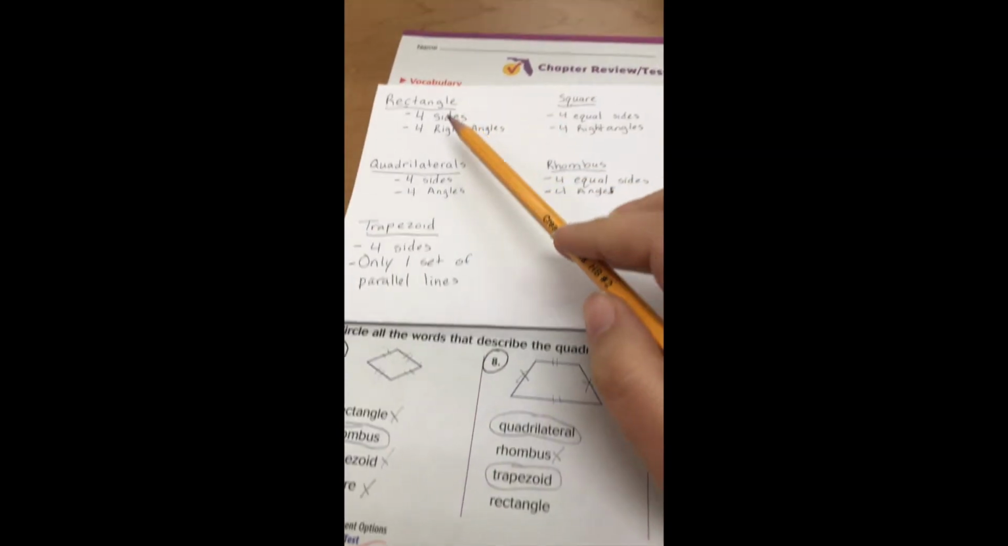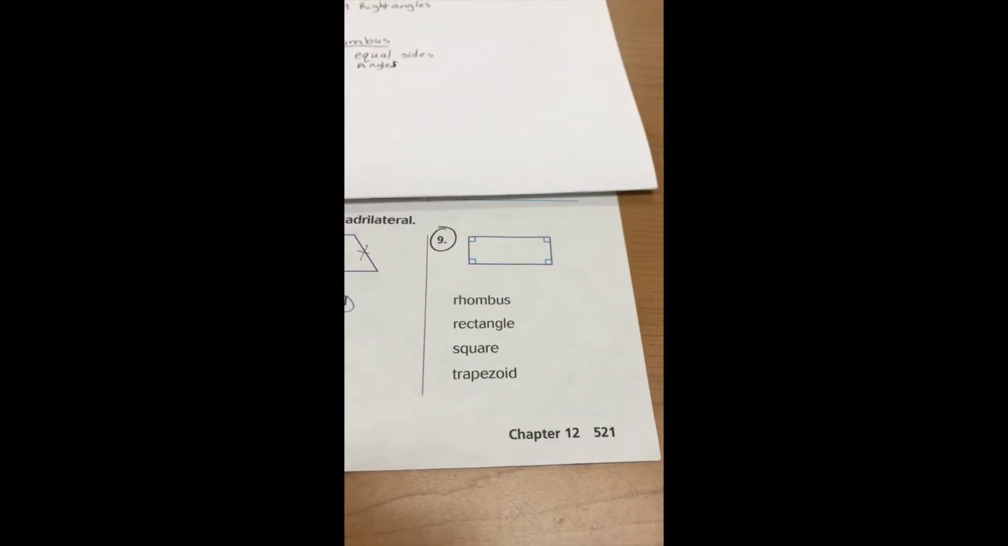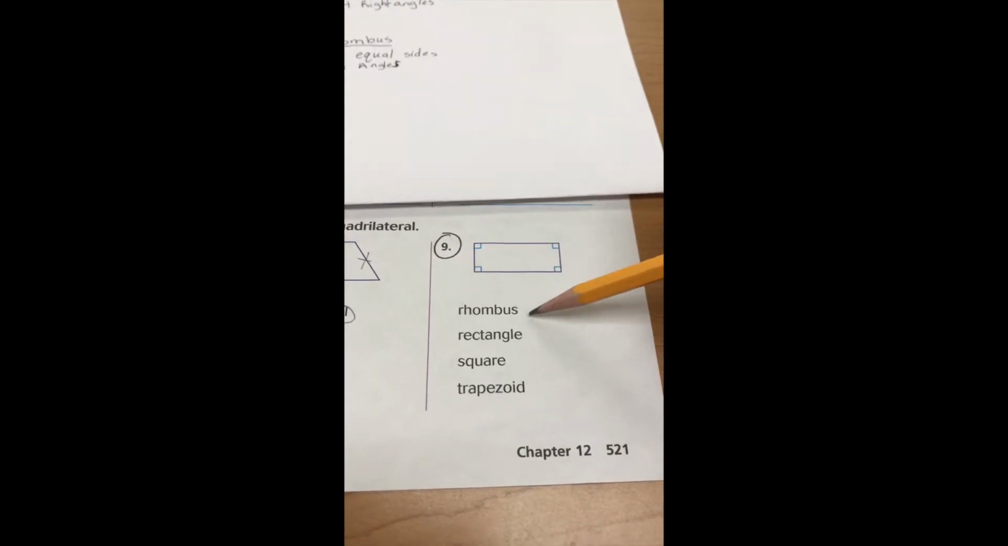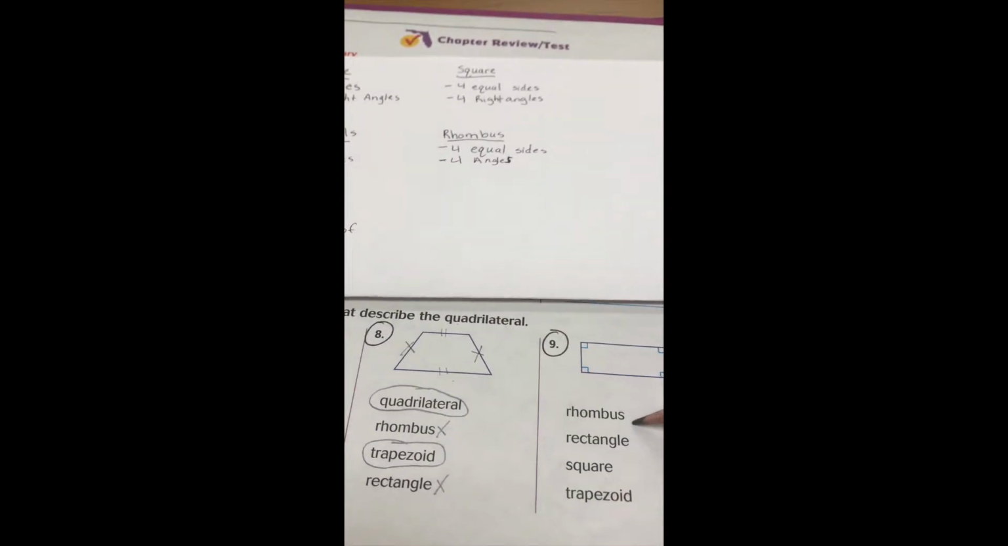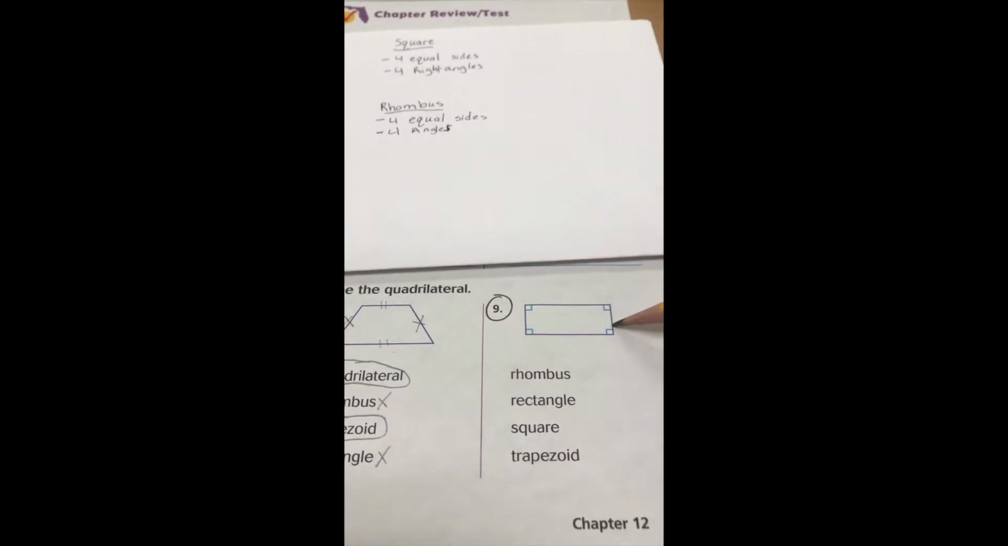And a rectangle says 4 sides, 4 right angles. This has 4 sides, but it does not have any right angles, so it cannot be a rectangle. Okay, let's see if this next shape fits the description. Let's look at the rule for rhombus. Rhombus says 4 equal sides. Looking at this, this is a lot shorter than that side, so it is not equal. It cannot be a rhombus.